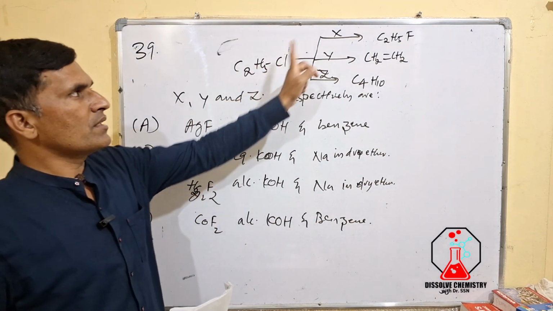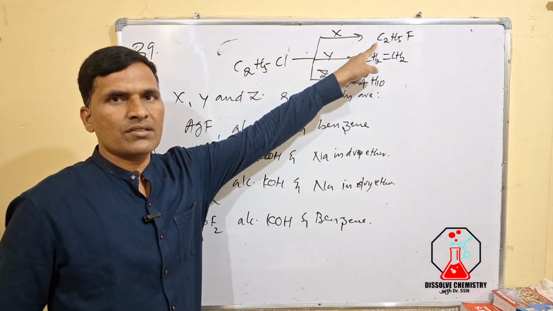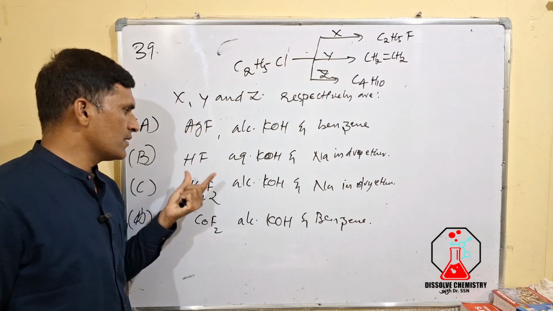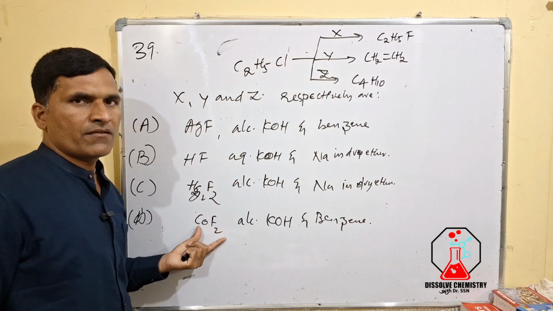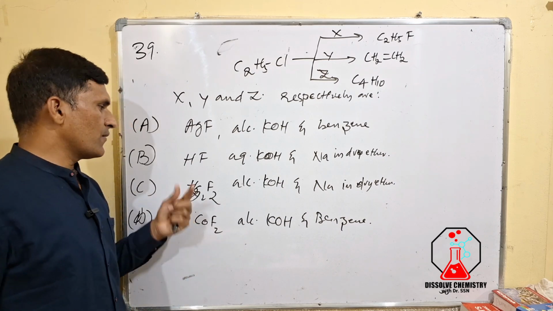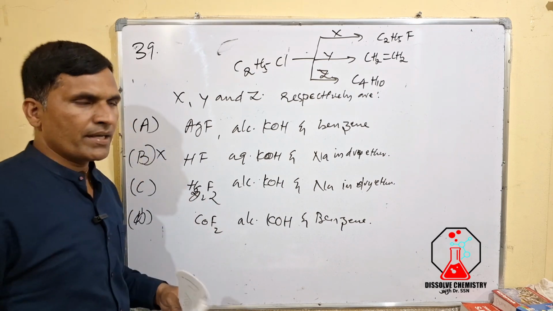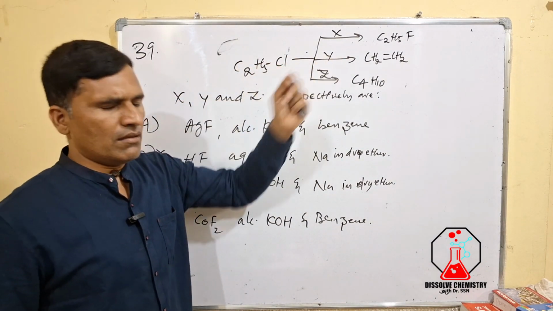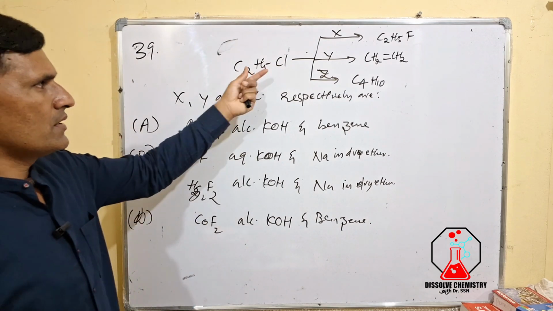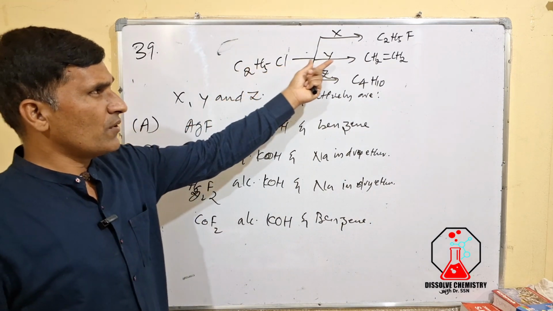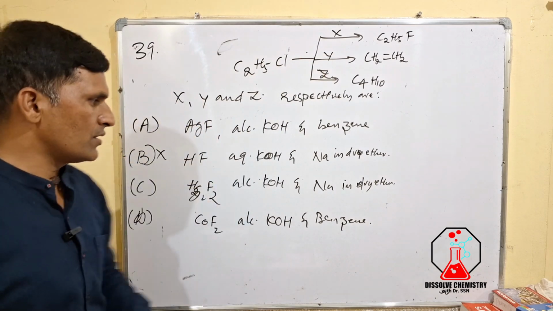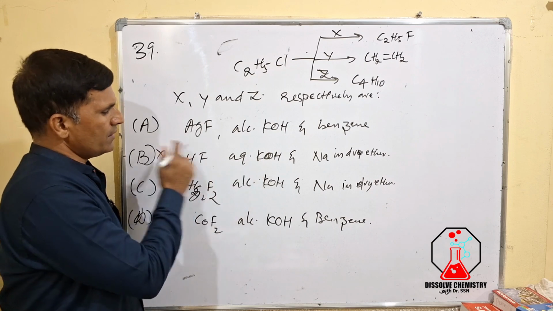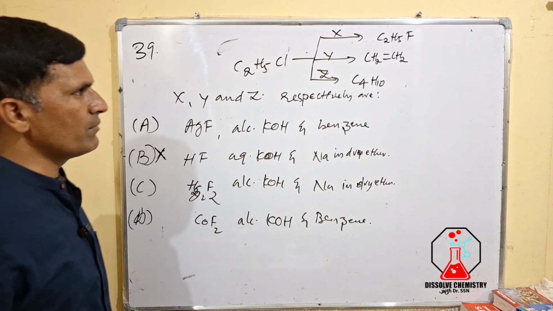The first reaction is a halogen exchange reaction. That halogen exchange we can bring about by silver fluoride, mercury fluoride and cobalt fluoride. So therefore, the second option here we can eliminate. And the second one here is dehydrohalogenation. That we can bring about by alcoholic KOH. So again, it is in this one option, so the second one we have already eliminated.